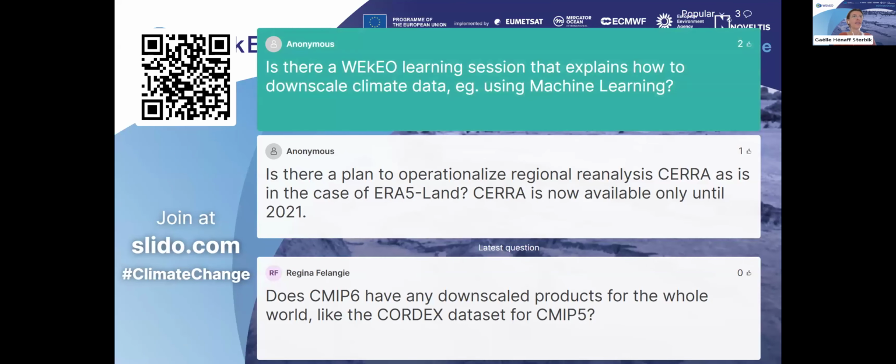So a general question I think I can answer. Is there a WEkEO learning session that explains how to downscale climate data using machine learning? So at the moment, no, but it's in development. I think it will probably happen next year or something like that, trying to use AI or machine learning in the tutorials we will present during the WEkEO session. So stay tuned, and it's a subject that comes back a lot, so we'll keep it in mind for the next session.